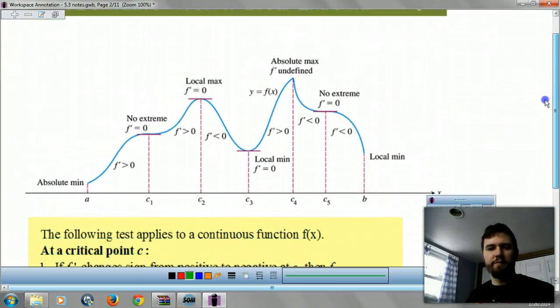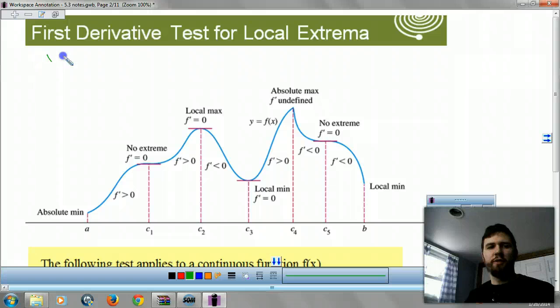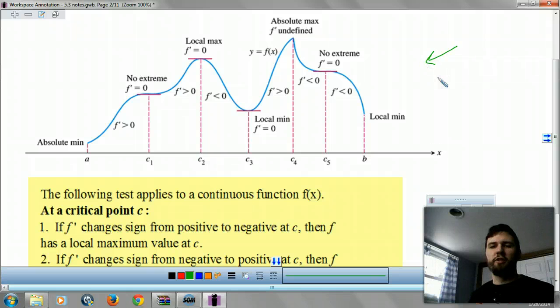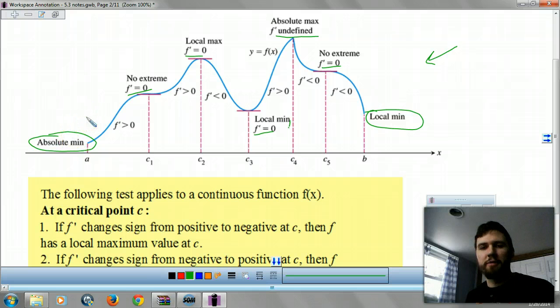First things first: the first derivative test for local extrema. If you want, I can get you this picture, or you can just look in your book. I really like this picture, though. When you look at it, you can see wherever f prime equals 0 or is undefined, you're going to have a max or min, plus endpoints, local or absolute. Actually, this one has no extreme, and this one as well. Those are points of inflection.